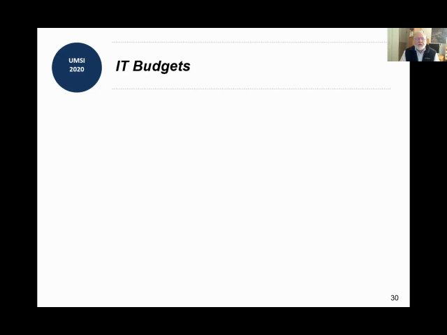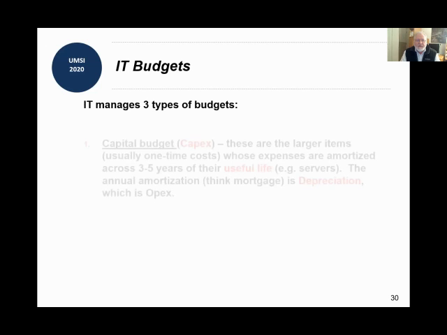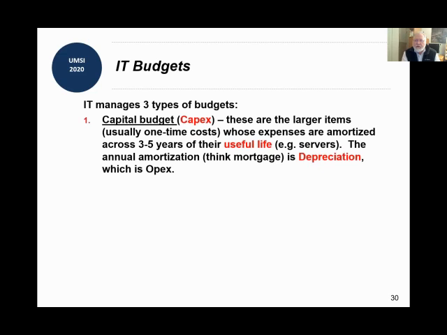So let's talk a little bit about IT budgets. There are 3 types of budgets that IT manages. The first, for short, is called CapEx, or the capital budget. These are the larger items, so sort of the one-time purchases, which can be hardware, software, projects, but the expenses are amortized, or spread out, if you will, across 3 to 5 years of their useful life.